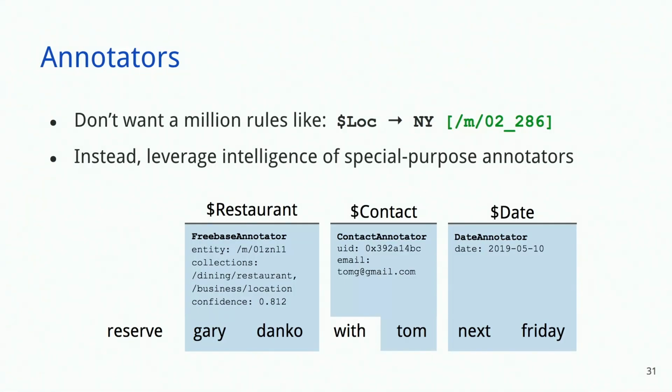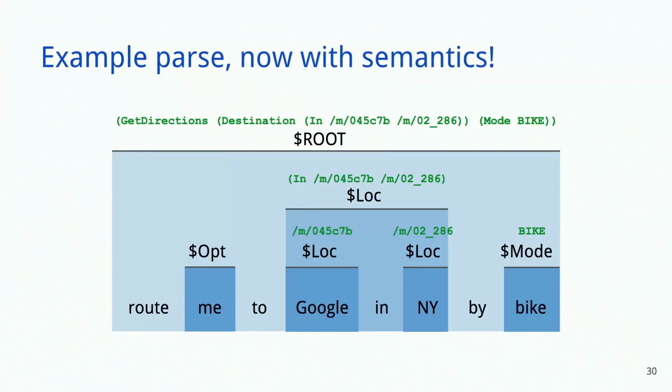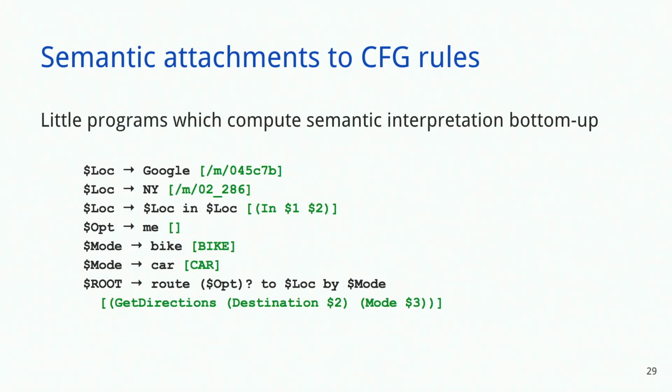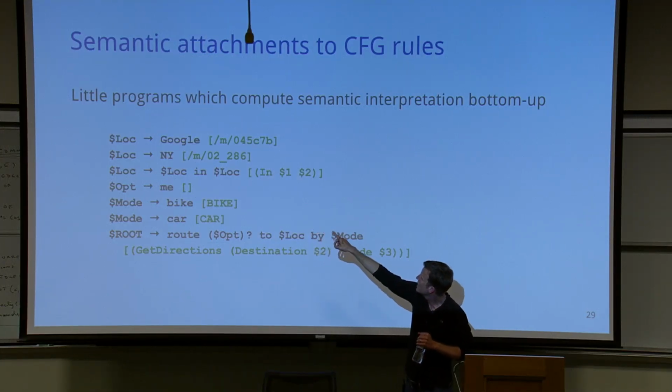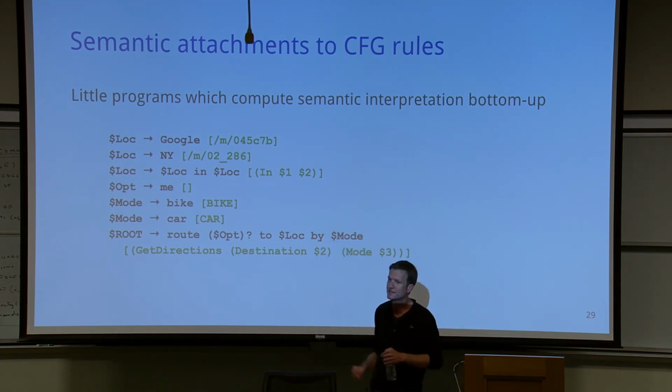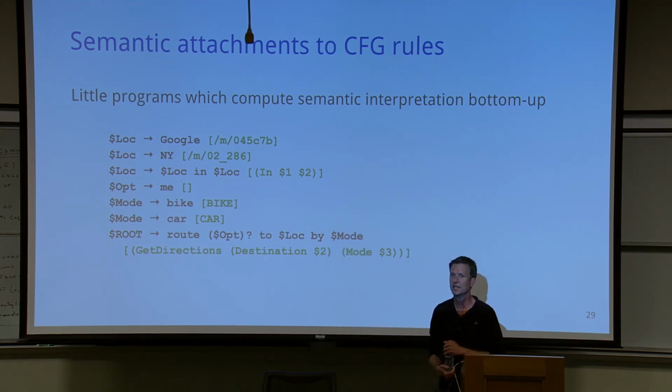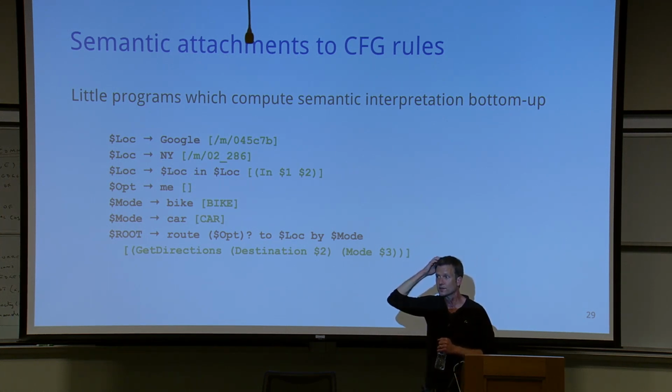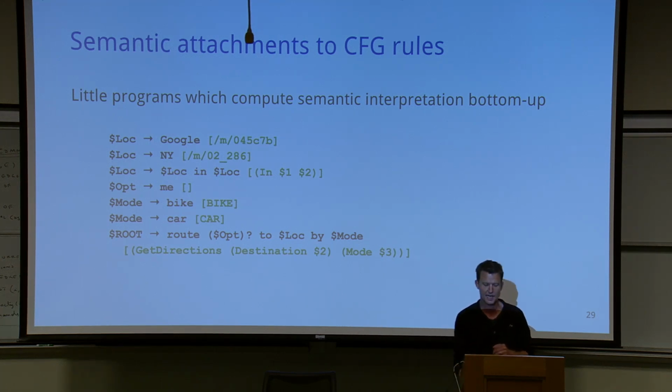So the next question is, how do we recognize names and dates and numbers and things like that? We could do it all in the grammar. And that's just what I did with Google and New York here. I have directly in my grammar something that associates the string Google with the semantics, which is a freebase ID. And I could do that for long, long lists of entities. And I could also do it for dates and numbers and things like that.